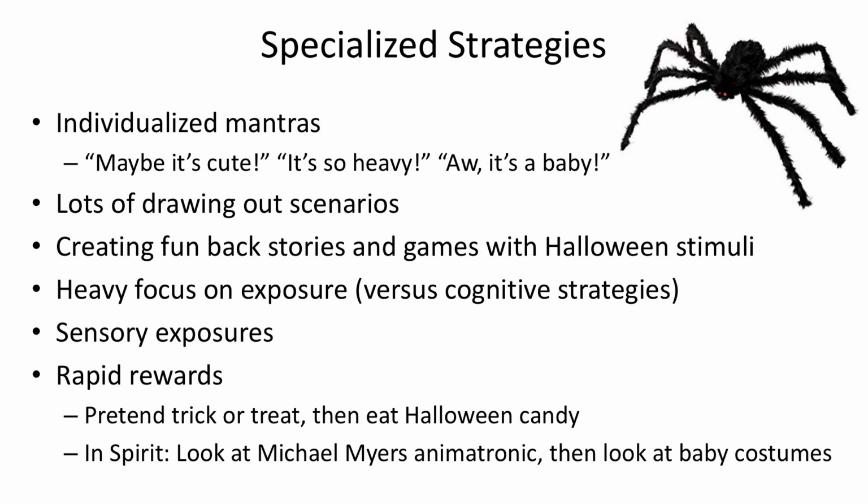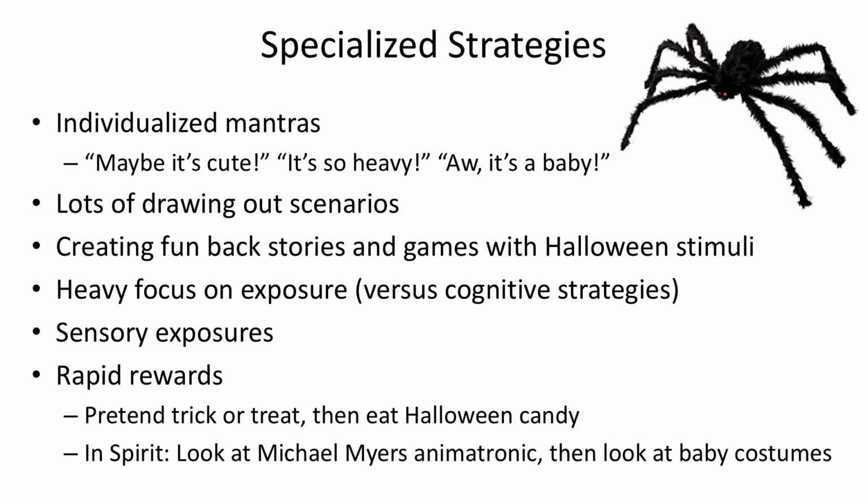And a lot of rapid rewards. So I think we think about rewards often as things like point charts or things like that, but in this particular case, in many of the cases that I treat, we're actually doing it much, much quicker than that. So one obvious one is we're pretending to trick or treat. You say trick or treat, someone gives you candy, you get to eat candy. That's a very rapid reward.